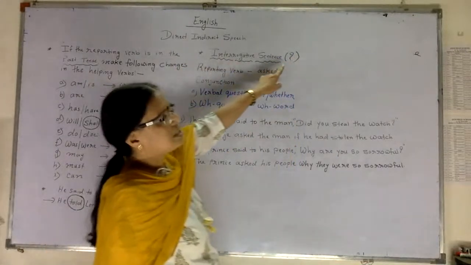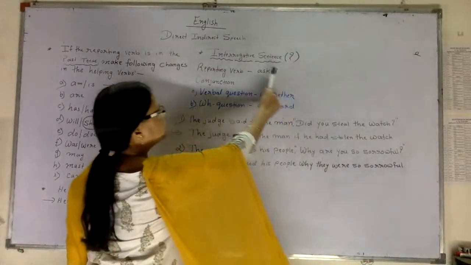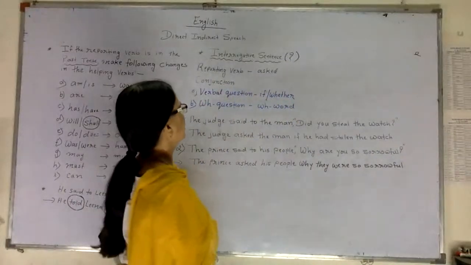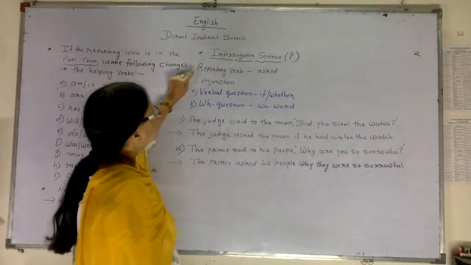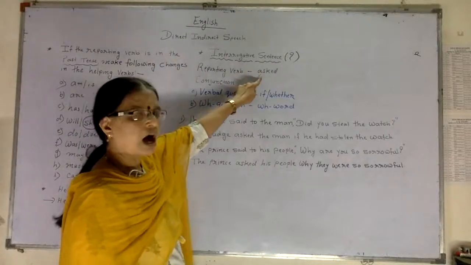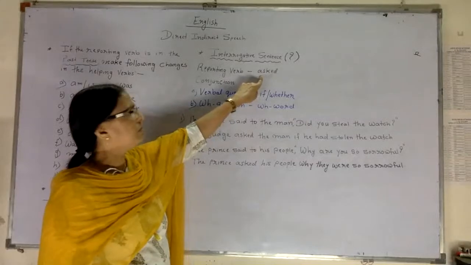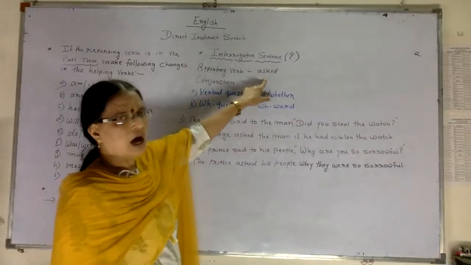So if the sentence ends with the question mark, it will know that it is an interrogative sentence. Now there is first the reporting verb. Okay, the reporting verb we always use is asked, or you can even use inquired. The reporting verb will be asked.